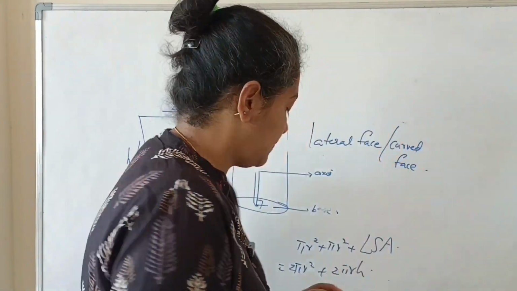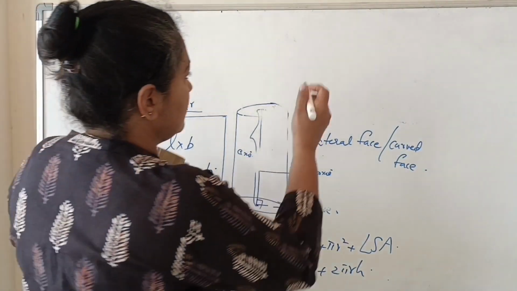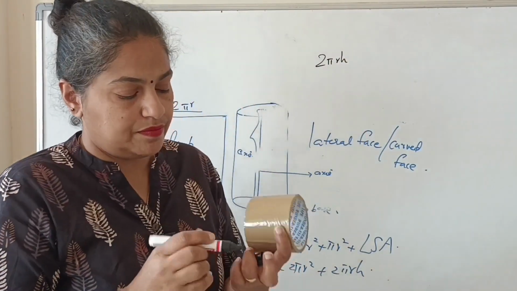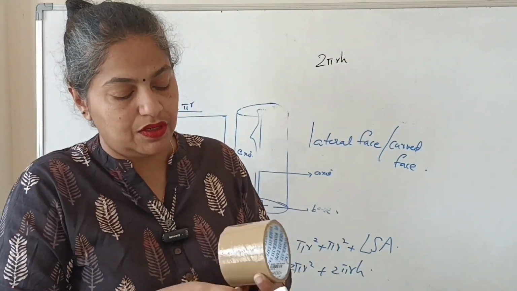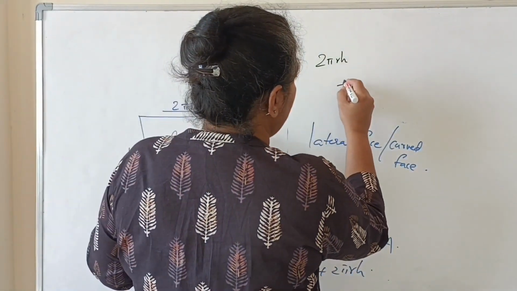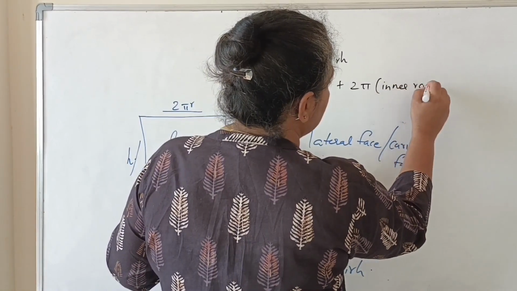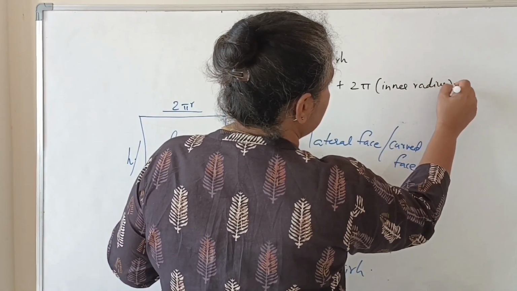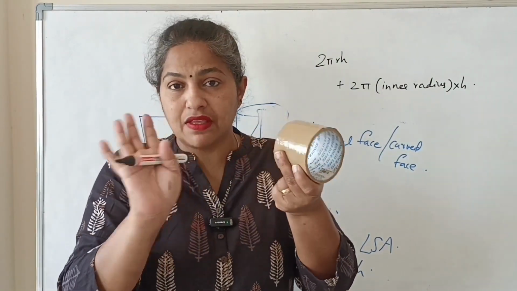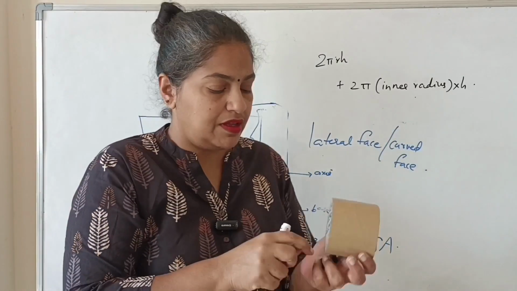Outer curved surface. So, okay, now, inner curved surface. So, I have got only the radius will vary, the height will be the same. Okay, so this is my outer radius, this is my inner radius.